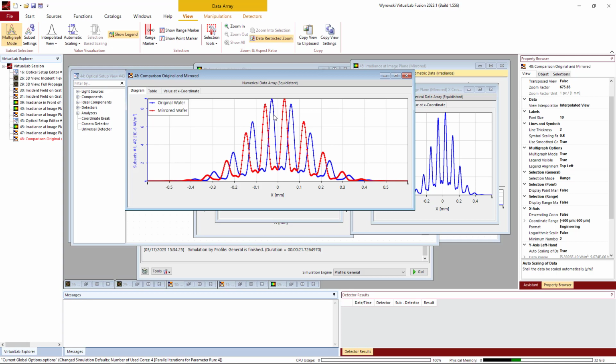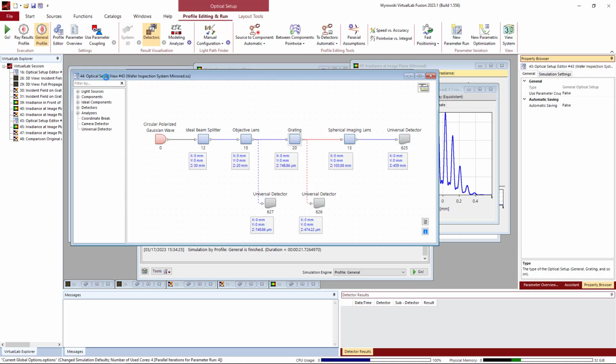And also that non-sequential engine that allows us to set up our system as it is physically, just define the different positions, and then the engine is going to find the path followed by the light and perform the simulation on the basis of that non-sequential behavior of the light in the system.